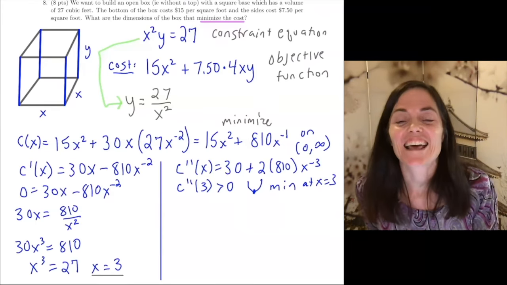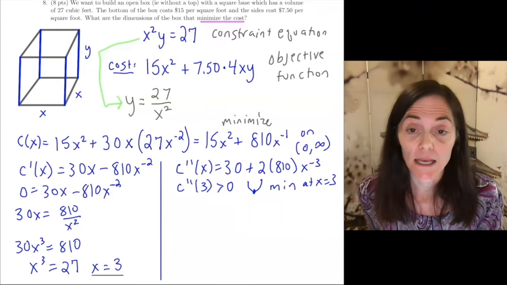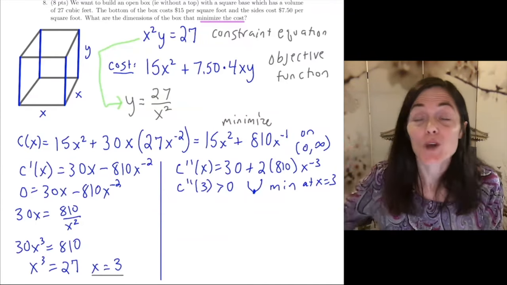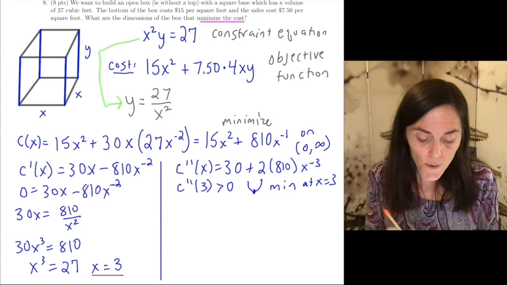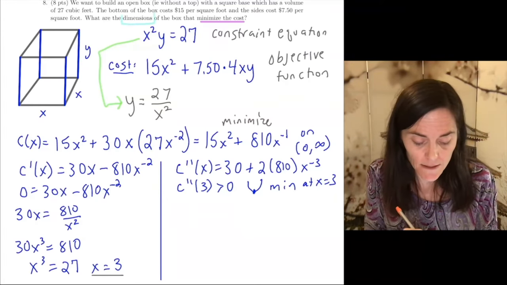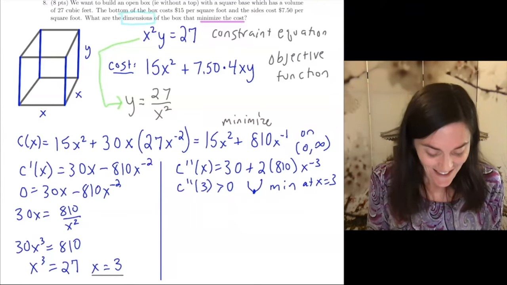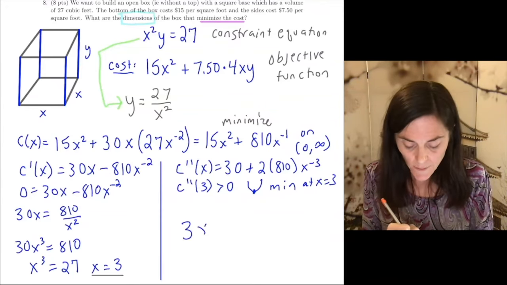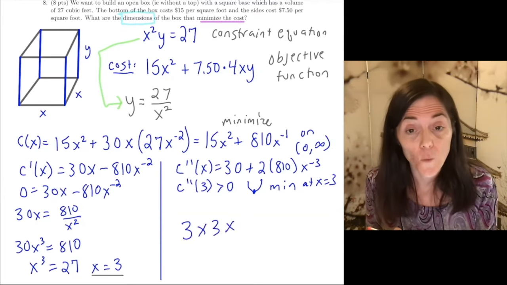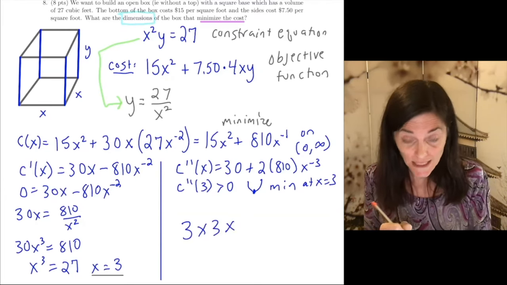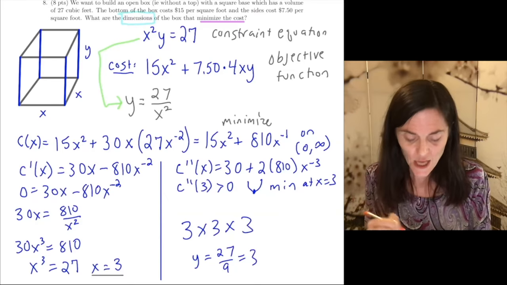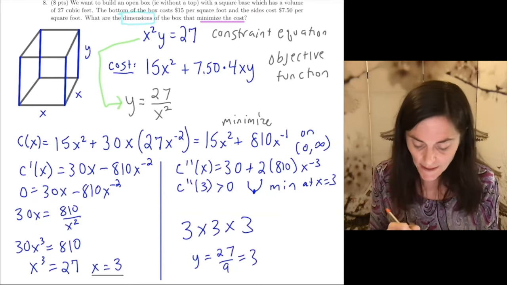Very nice. The final part of this problem is to go back, always. The last part of an optimization problem is go back, read the question, and you notice we are asked here for the dimensions of the box. The dimensions, well, we have 3 of them. This is x by x by y, and we use this relationship that y is 27 over x squared. y is also 3. So my final answer is here.